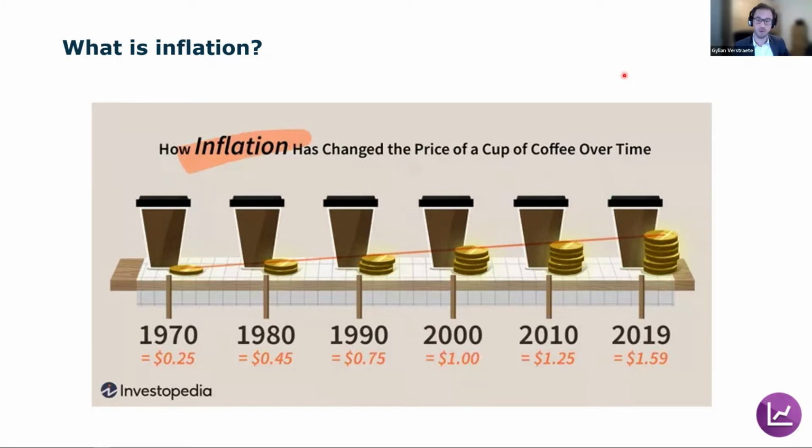In this example, we're seeing a similar evolution for coffee. We see that in 1970, a cup of coffee cost 25 cents, whereas in 2019, that same cup of coffee cost $1.59. So that means that if you had the same amount of money 50 years ago, you could buy more than 6 cups of coffee with the same amount of money that we can buy now. So that's a result of that phenomenon called inflation.